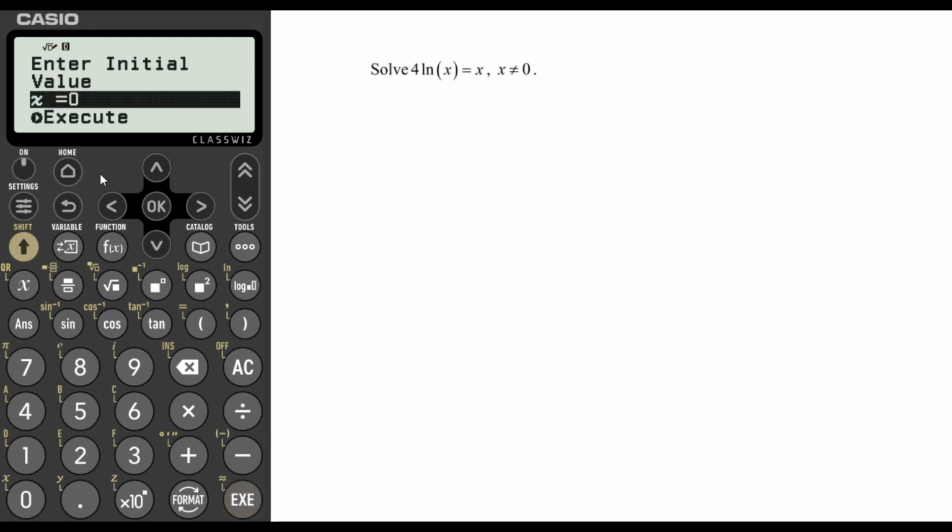Then press execute. We need to enter in our initial value. We can choose any initial value. For example, we can choose the initial value 0.5. If we execute this, our value of x is 1.429, etc.